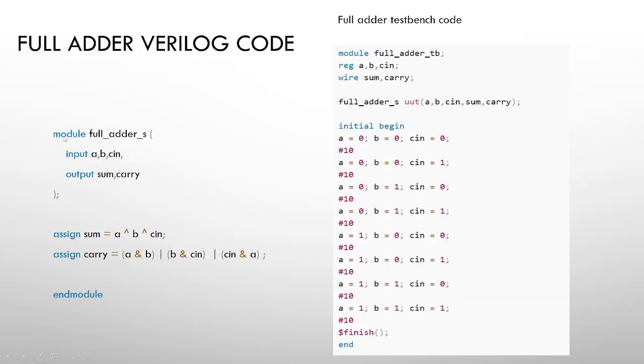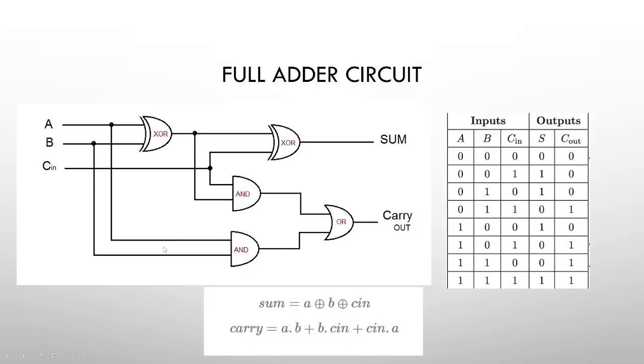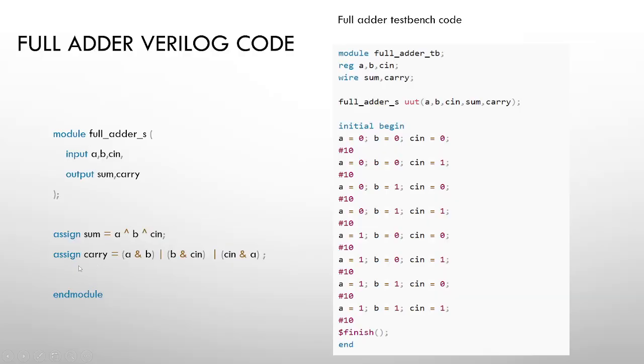Similarly here: module, module name, then the ports list followed by the closing brace and semicolon, and then you write the implementation statements, nothing but logic, followed by endmodule. This is what we call the Verilog code, the RTL code for the full adder, and this is the test bench code for it. Just don't worry about it now, just remember that this is the RTL code and this is the test bench code. You will learn what the RTL code and the test bench code are in further sessions.